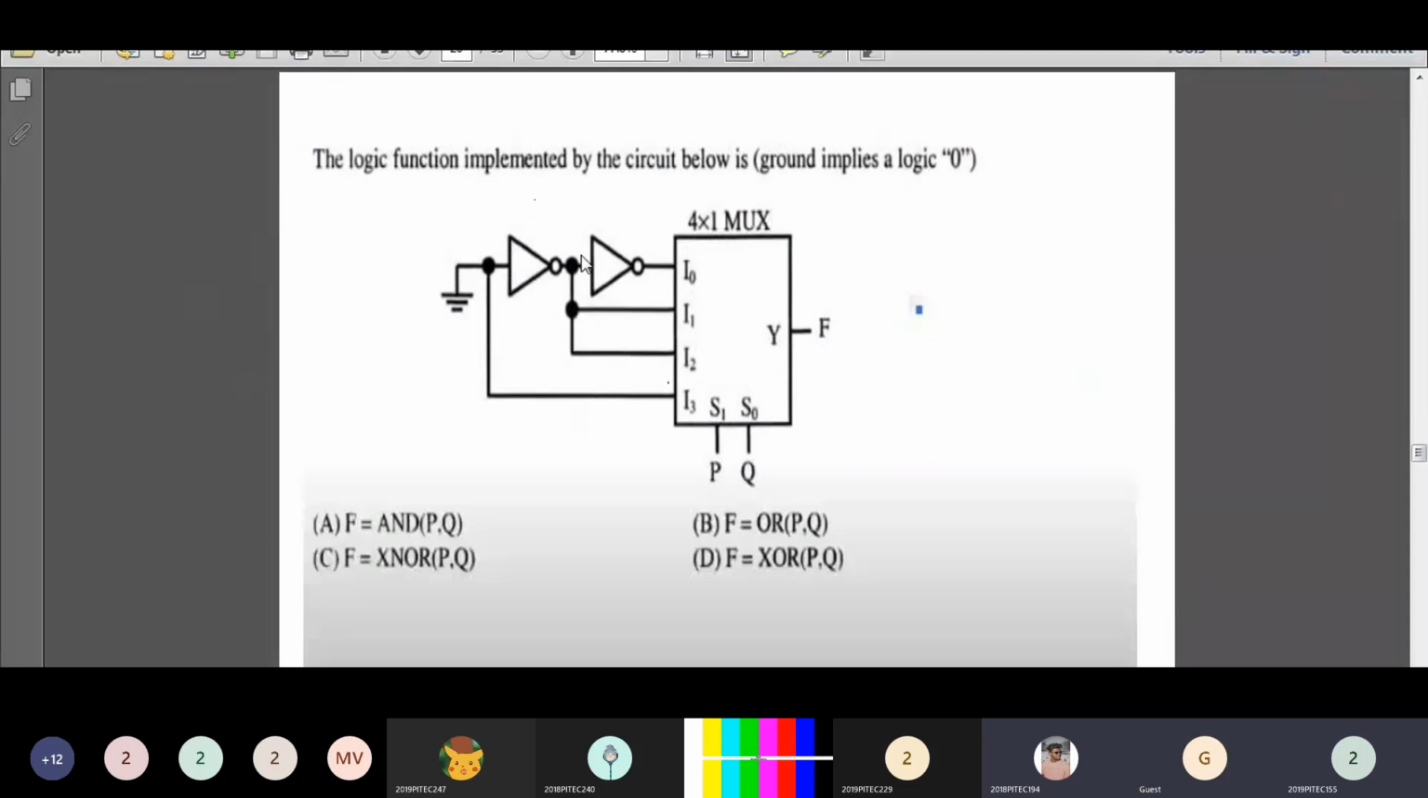So while writing the expression, you need not consider I0. Okay, next one, now we have to find out I1. What is I1? I1 is connected at the output of the first NOT gate.